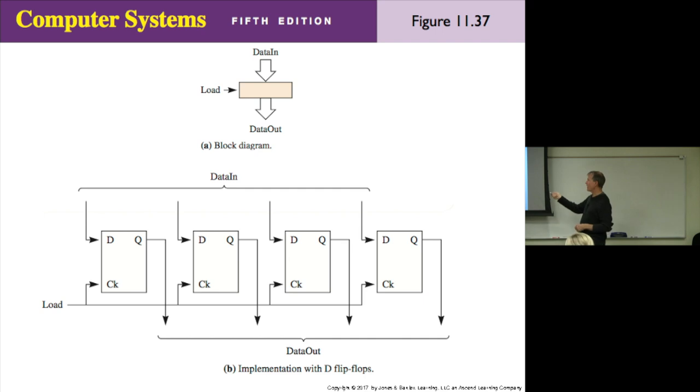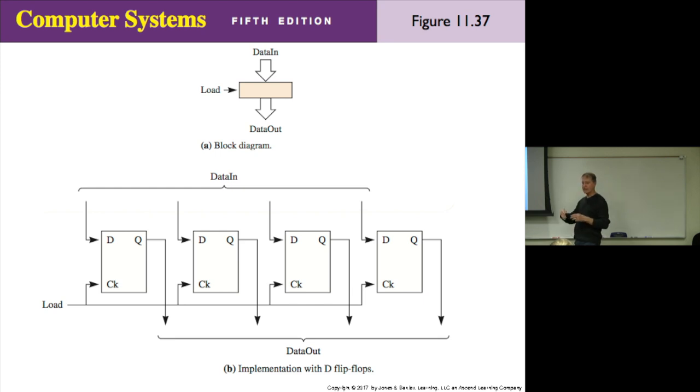Okay, and so in part A, you cannot really tell how many lines are coming in parallel in the data in or how many lines are coming out. It depends on how wide the register is. And in PEP 8, the registers are actually going to be 8 bits wide because our data paths are going to be 8 bits. So an accumulator would have to be two of these next to each other. But just to keep the figure simple without too many wires all over the place, part B shows an implementation of just a 4-bit register.